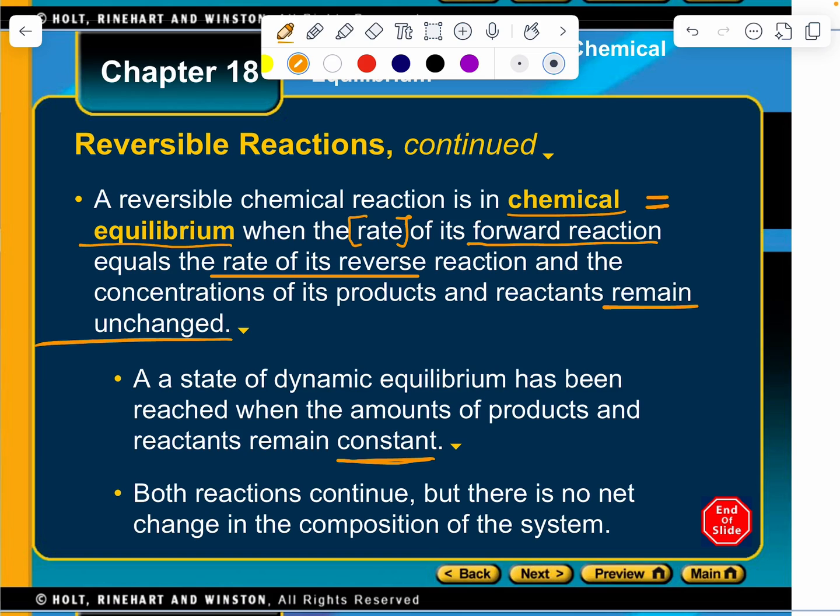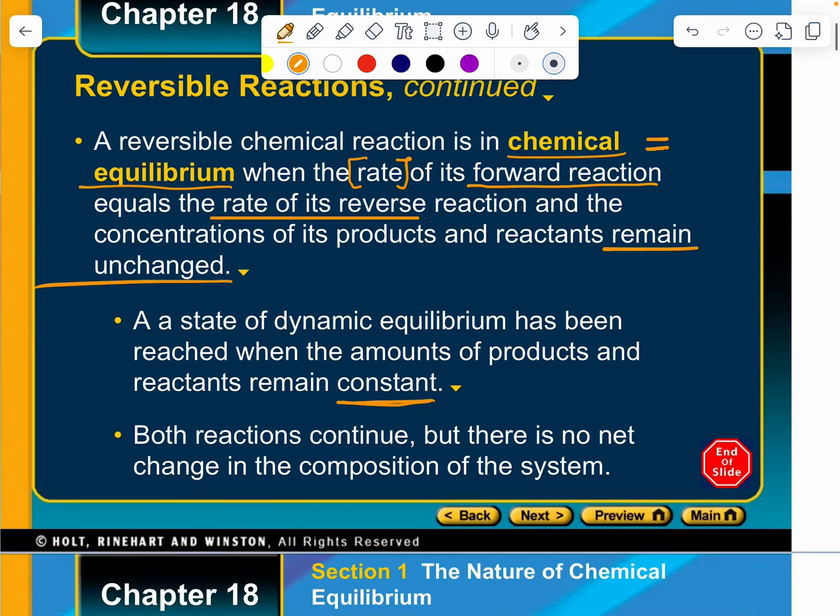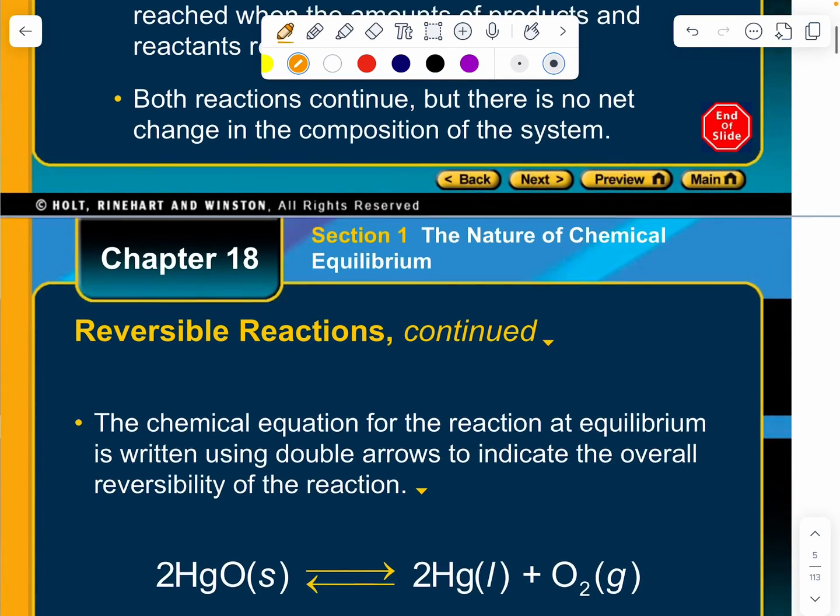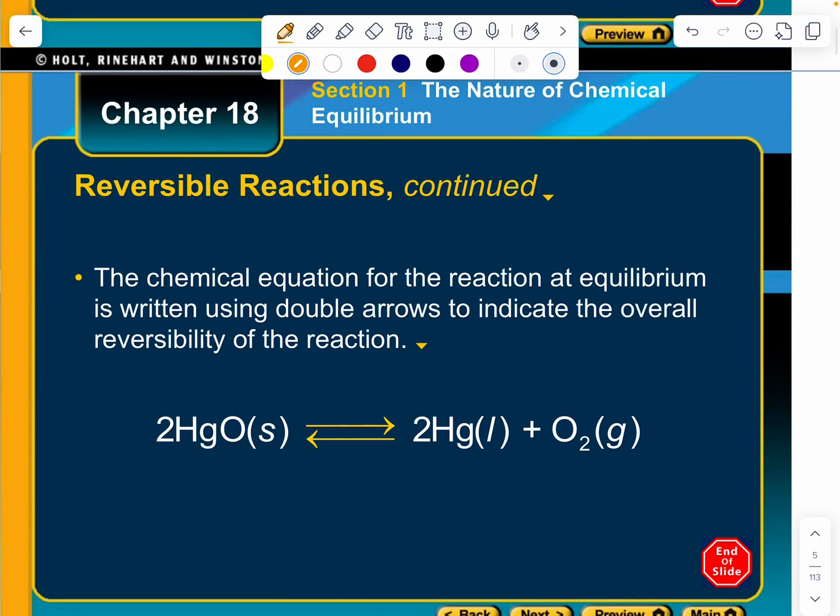Okay? When we have a state of equilibrium, the amount of products and the amount of reactants should be constant. The amounts. But the rates should be equal. Both reactions will continue, but there is no net change in the composition of the system. Okay, this is clear.